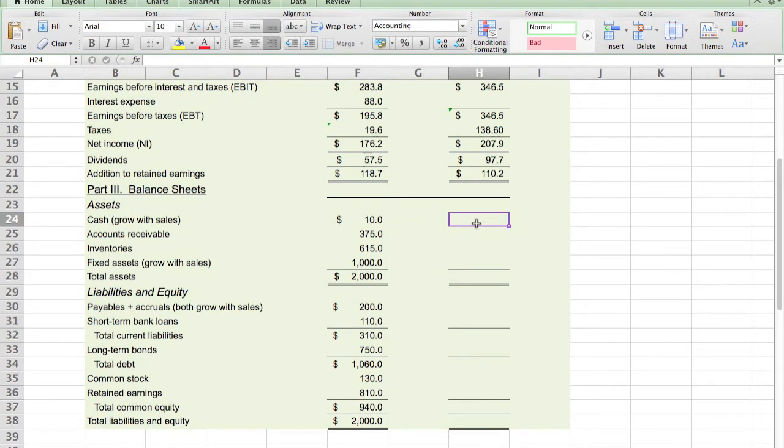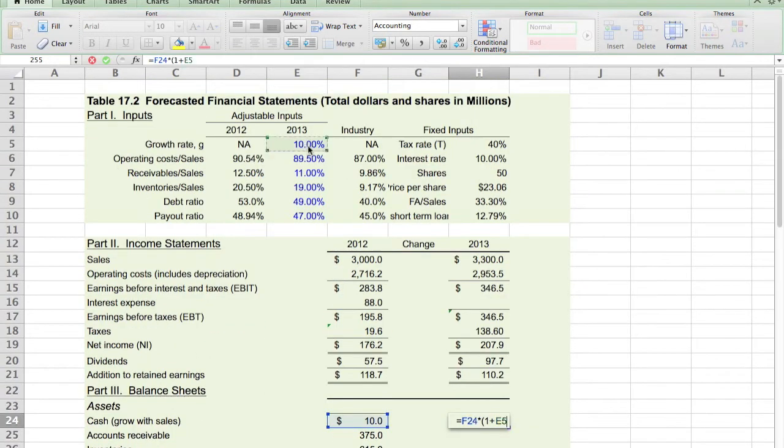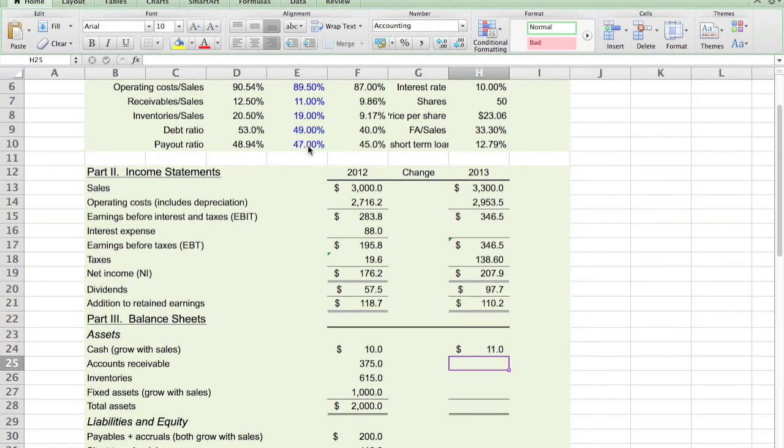The second part is the balance sheet. First, we will start with the assets section. To get the cash, you take the cash for 2012 and multiply it by 1 plus the growth rate because it grows with the sales. Then, to get the accounts receivable, take sales for 2013 and multiply it by receivables over sales from the table above. The same thing for the inventories: take sales 2013 and multiply it by inventories over sales from the table above.